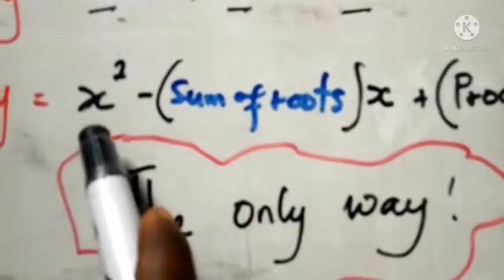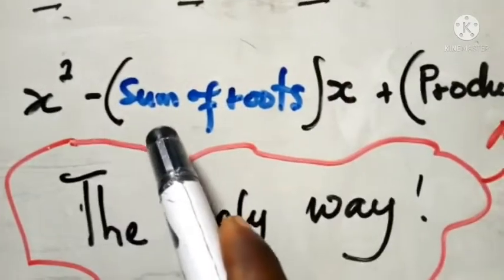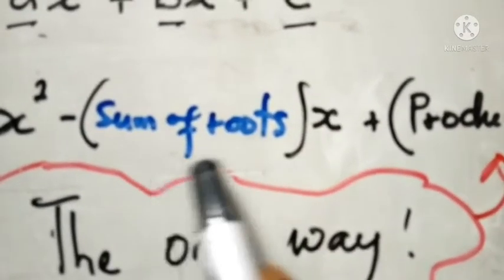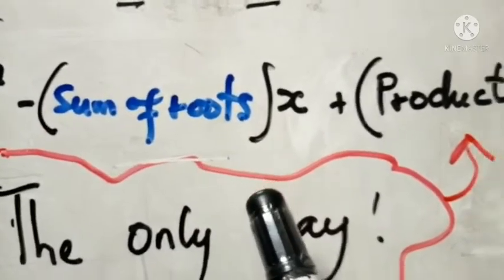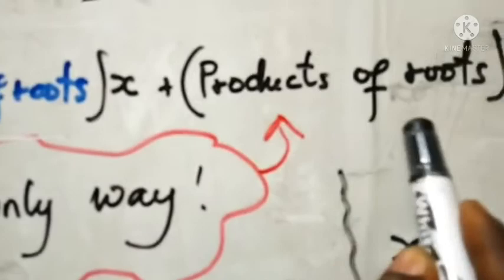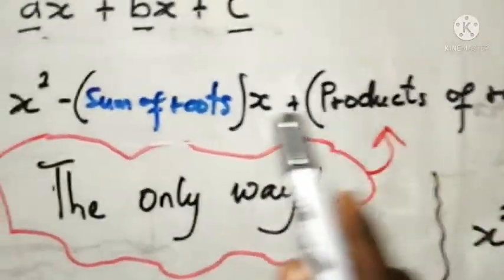So we are having x squared here. Of course, y here will be x squared minus the sum of the roots. That is why you need to know the roots here. The sum of the roots means we should add the two roots that we are having and multiply by x here, and then plus the product of the roots. The product means the multiplication of the roots. So just pay attention.